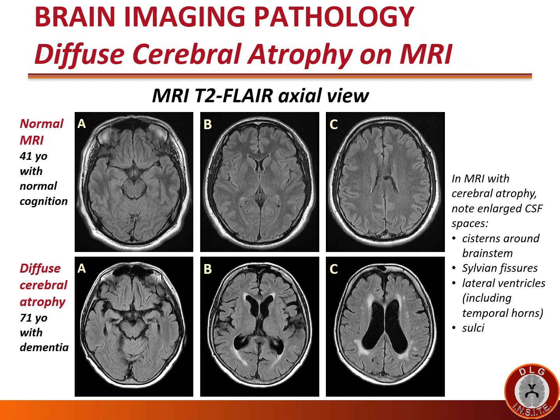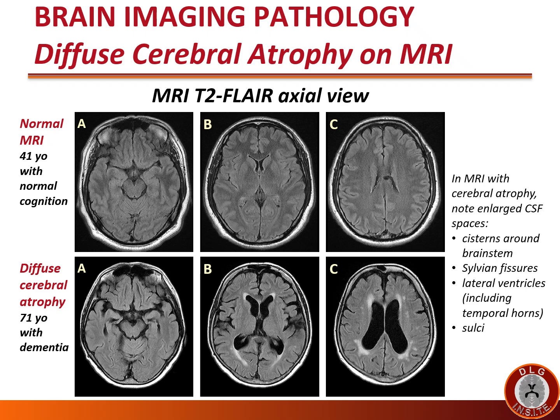I want you to look very carefully at this and notice that the one with the atrophy down below has increased space around the brainstem, has large sylvian fissures, has enlarged lateral ventricles, including the temporal horns. Look carefully at the temporal horns, and the sulci are larger.